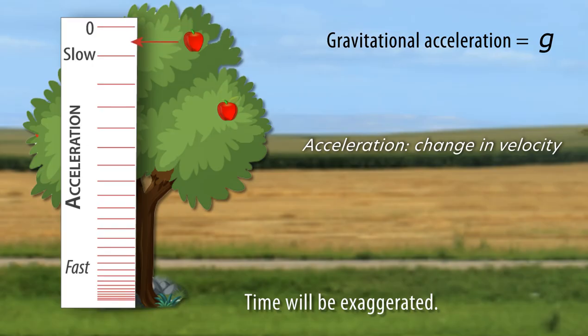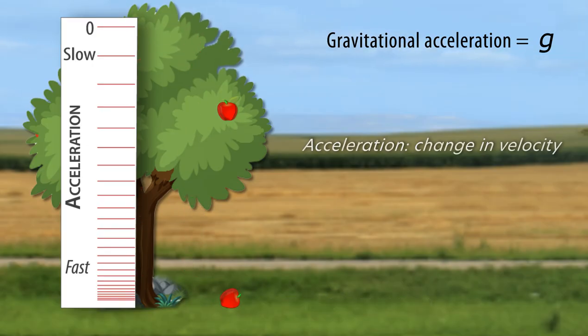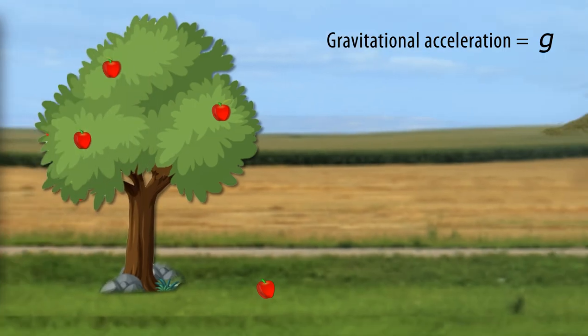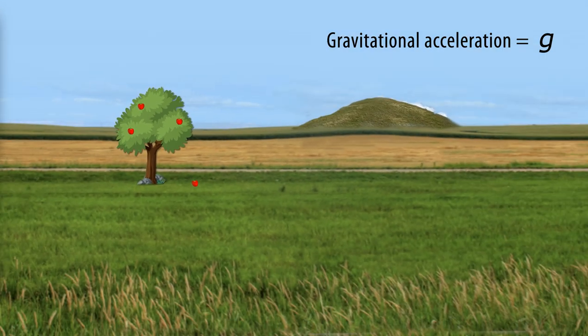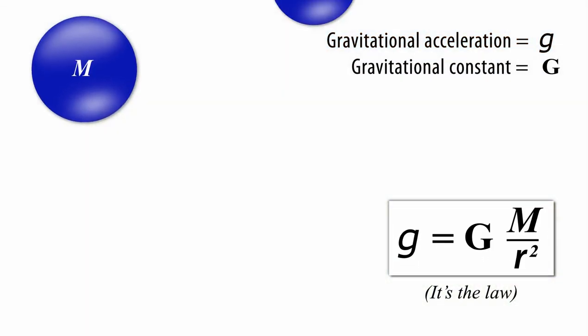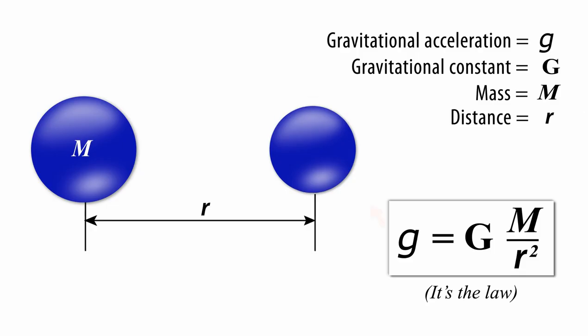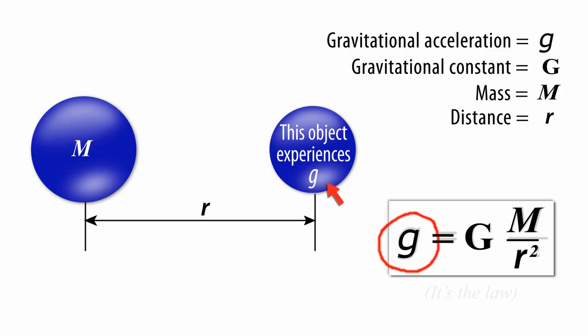Gravitational attraction can be expressed as an acceleration. When an apple falls from a tree, it accelerates downward. Scientists call this gravitational acceleration small g. After the apple lands, gravitational attraction holds it to the surface. Newton's law of gravitational attraction defines gravitational acceleration, small g, of one object due to another mass.